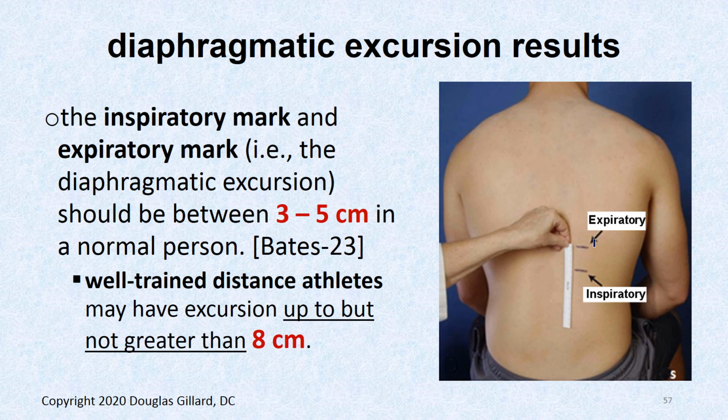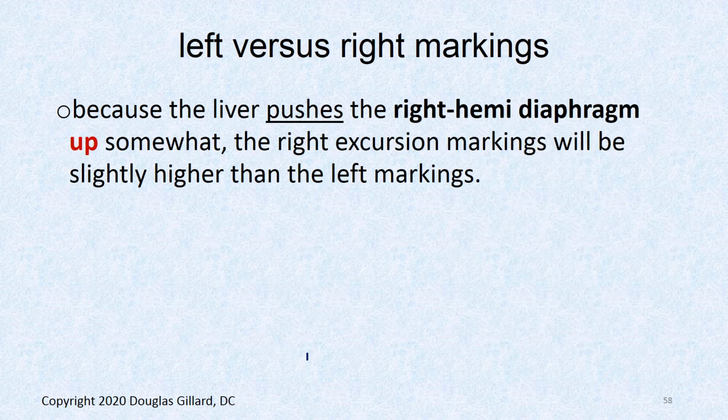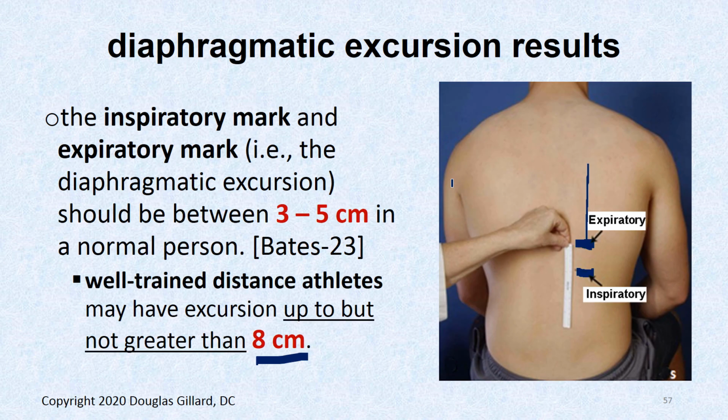So the patient took a deep breath in and held it. The doctor percussed down, hit dullness here and marked a line. Then the patient blew all the air out and held it. The doctor came down again, percussed, dullness. So this distance looks about 5 centimeters or so. That is the excursion, and it should be 3 to 5, like a 3 by 5 note card, 3 by 5 centimeters. In really well-trained athletes, it could be up to 8 centimeters, but we're going to use 3 to 5.